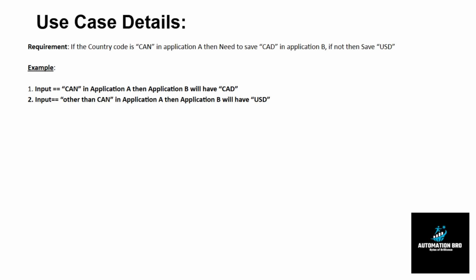So let's go to today's discussion on the use cases. The first use case: if the country code is CAN in application A, then we should say CAD in application B, else we have to say USD. It's very straightforward, but there are a lot of things to understand, like how we can do it in an optimized way. So this is the first use case, very simple and interesting.